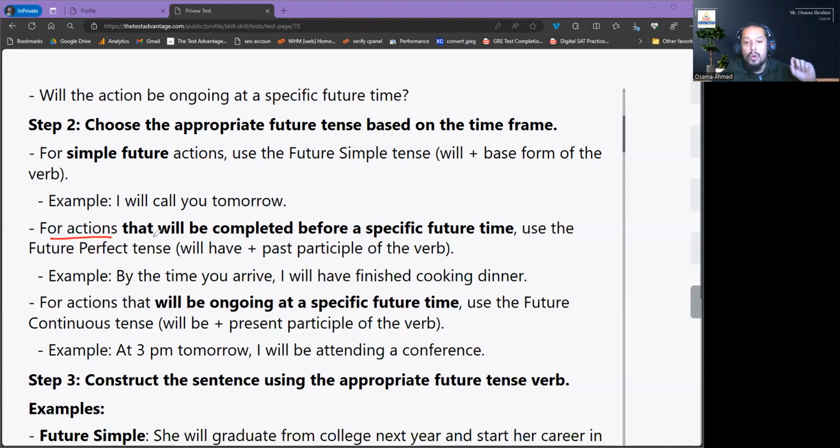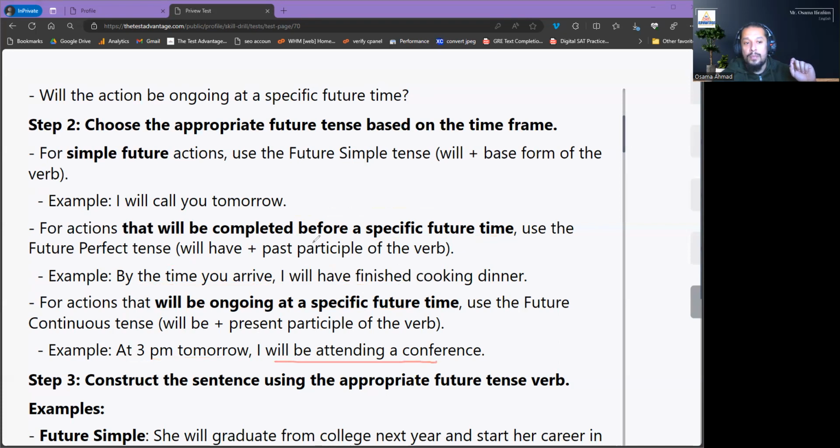For actions that will be completed before a specific time, you will use will have. By the time you arrive, I will have finished. So again, when you're talking before a specific time, by the time you arrive, this is the specific time, I will have finished. And for actions that will be ongoing at a specific future time, use the continuous. At 3 p.m. tomorrow, I'll be attending a conference.